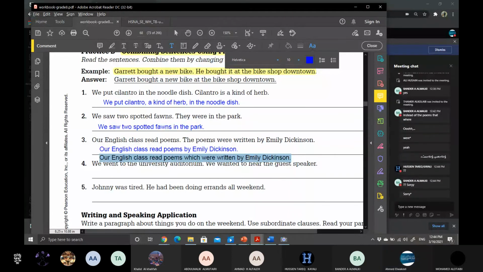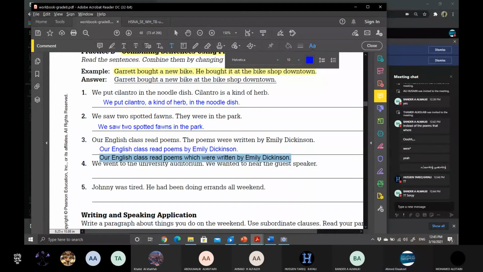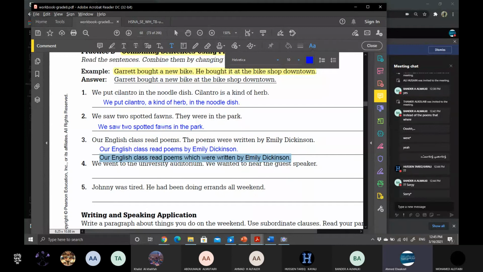Never mind. So this sentence, our class read poems which were written by Emily Dickinson. So this sentence is compound, complex, compound-complex, or simple? Come on.